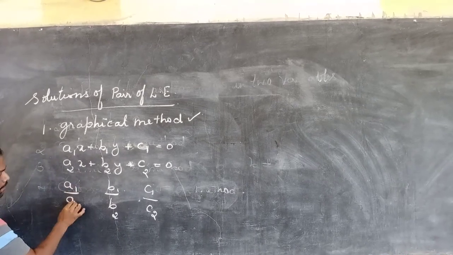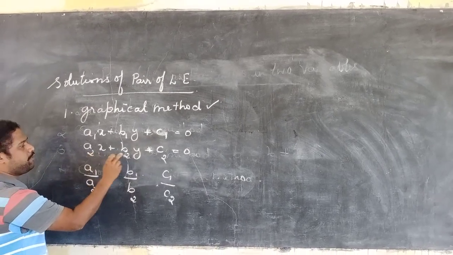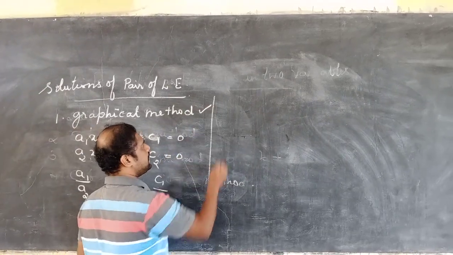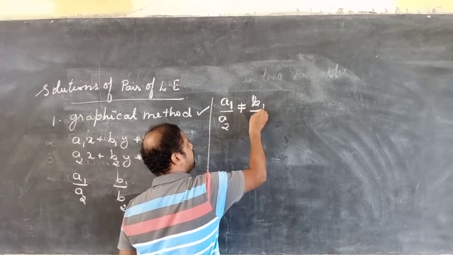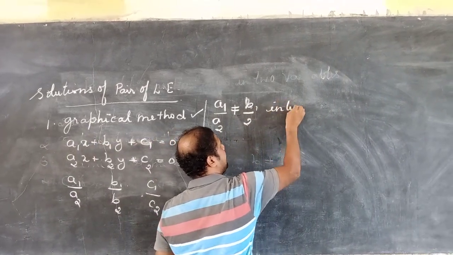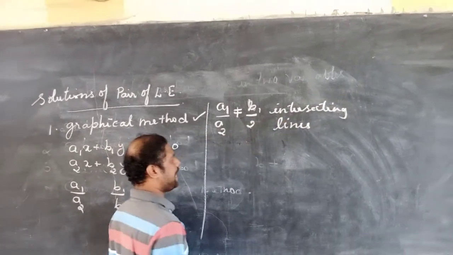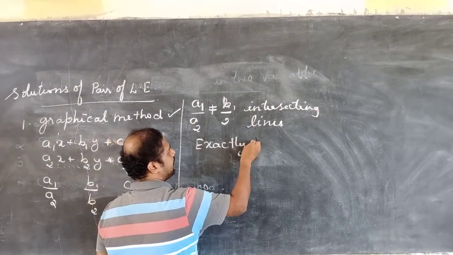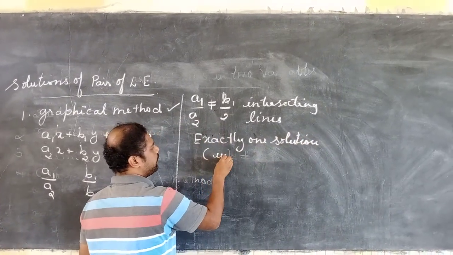So we write here, in this equation A1x plus B1y plus C1 is equal to 0 and here A2x plus B2y plus C2 is equal to 0. Whenever the ratio A1 by A2 is not equal to B1 by B2, then we say that the two lines are intersecting lines, and we get exactly one solution. That is also called a unique solution.